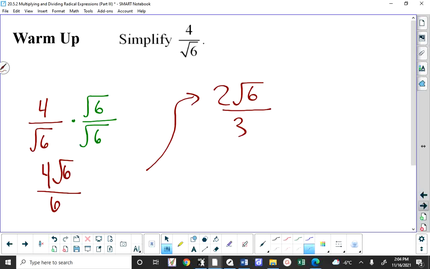You certainly don't want to get caught and do something wild and crazy like canceling the 6 with the 3. You can't do that because the 6 is part of a radical and the 3 is not. In other words, the 6 is a radicand and the 3 is a coefficient.